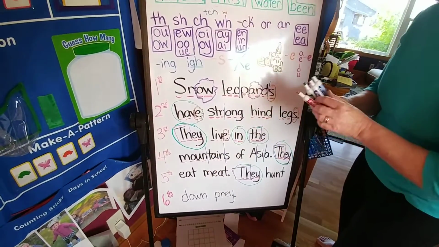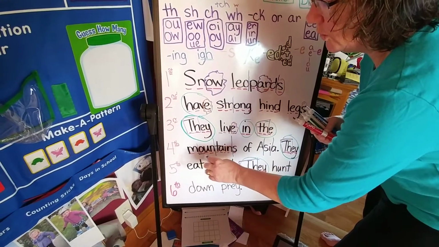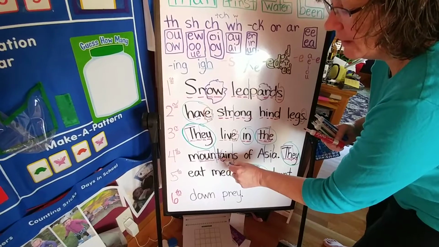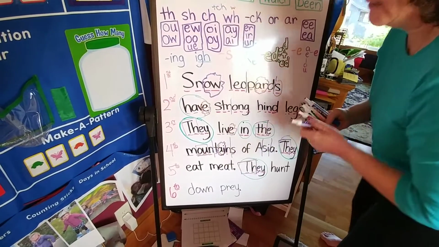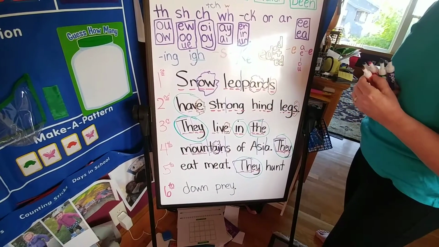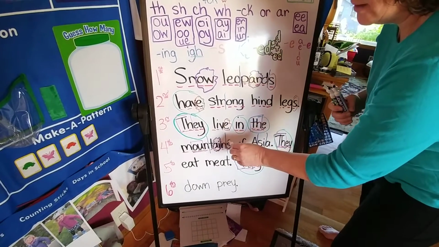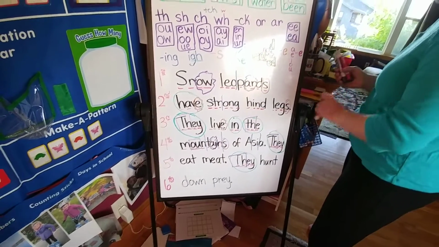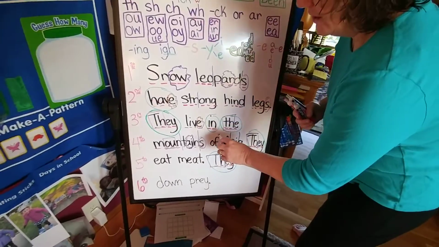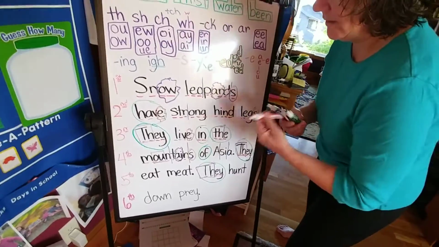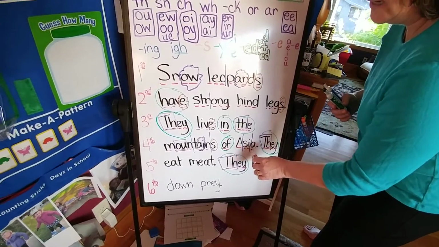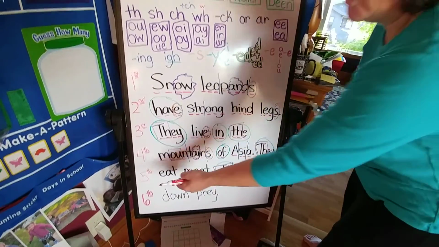M-O-U-N-T-A-I-N-S. Oh, mountains. Mountains has my O-U, ow. And an A-I that makes an N sound. And an S at the end for more than one. They live in more than one mountain. They're spread out. Of. Sight word of. Let's spell it. O-F. Asia. A-S-I-A. Asia.